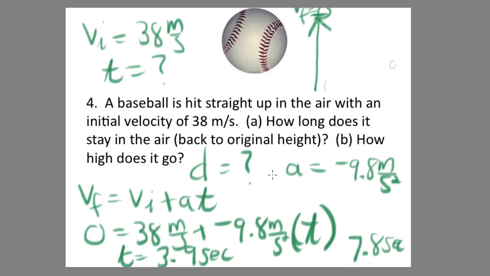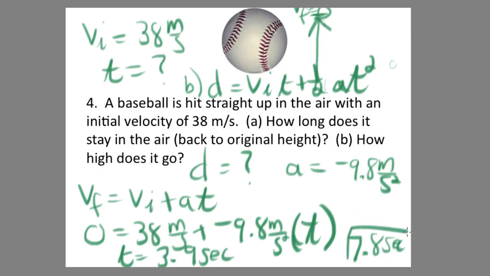Now to find B, how high does it go, we are going to use our distance equation. For part B, I made the screen a little too small on this one, sorry about that. D equals VIT plus 1/2 AT squared. Since I ran out of room, you're going to be on your own here to plug in. But let me just show you. You would put your VI, your initial velocity, 38, times T. Now you don't use the 7.8, because how high does it go? It only took half the time to go to its highest point, or the 3.9.